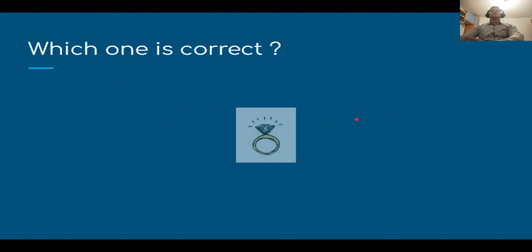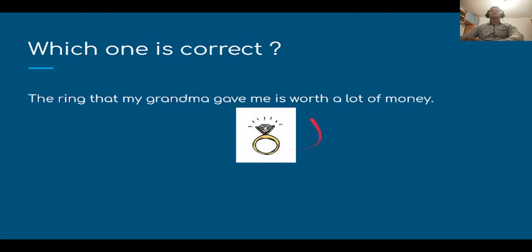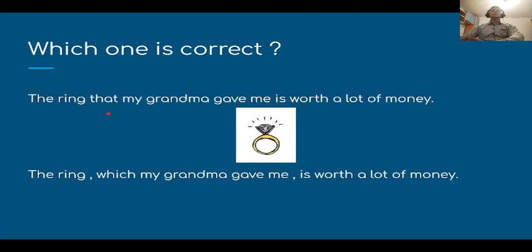And last pair of sentences, we have a beautiful diamond ring. It says, the ring that my grandma gave me is worth a lot of money. And the ring which my grandma gave me is worth a lot of money. So which of these sentences is correct? So the first sentence is quite alright. And what about the second sentence? It's also correct. Why? Because this truly depends on the context.